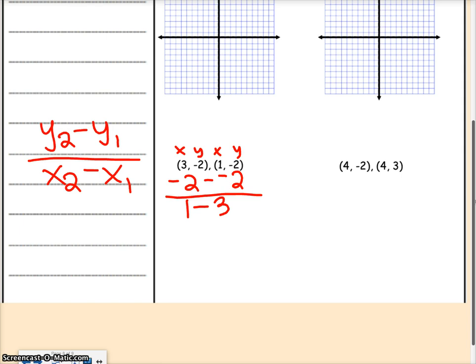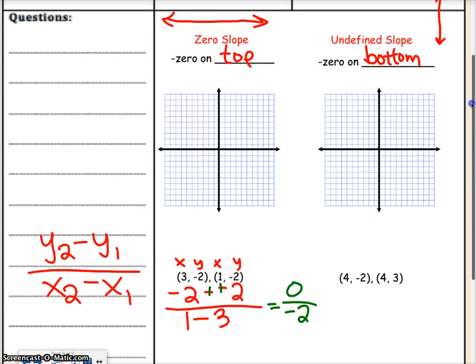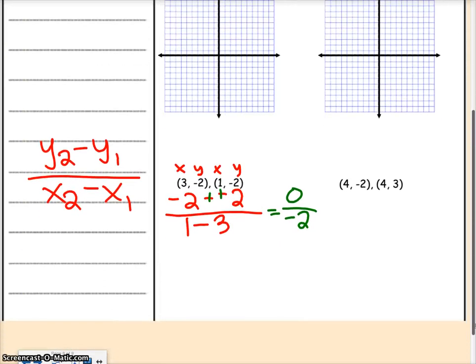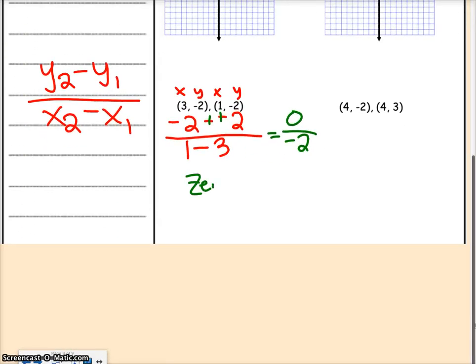So, -2 minus a negative is really plus plus, isn't it? So -2 plus 2 is 0 over negative 2. So since I have a 0, that's a special slope. It's going to either be 0 or undefined. My 0 slope looks like the 0 is on top. The 0 is on top there. So this is a 0 slope. Okay, last one for this whole entire lesson.